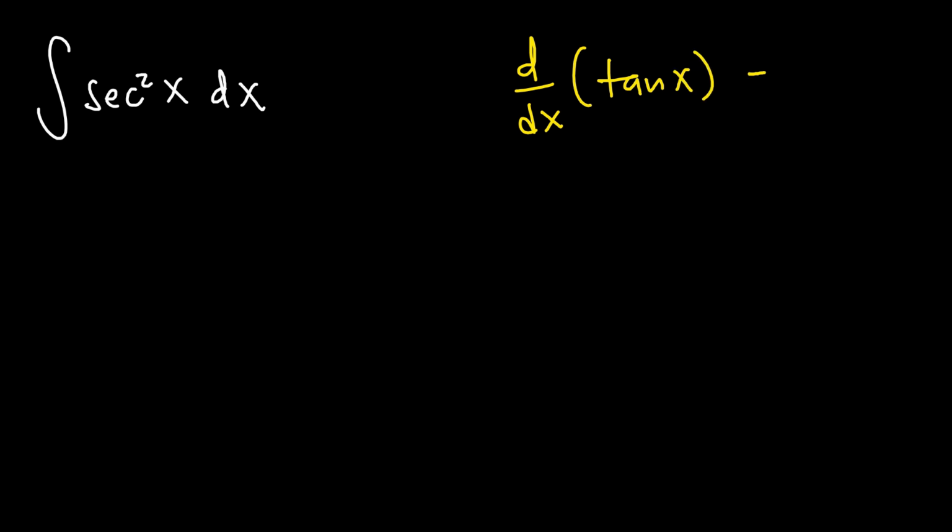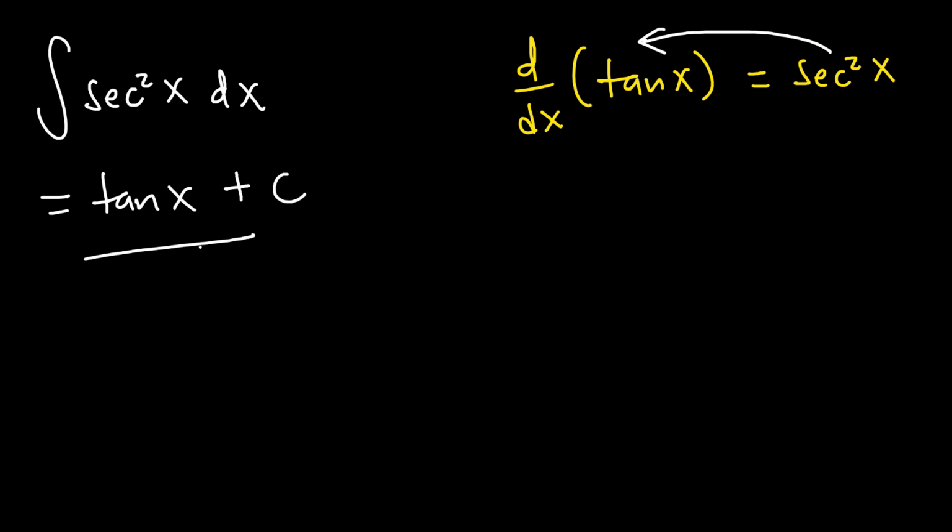Now what about the integral of secant squared x dx? If you take the derivative of tangent x, you get secant squared x. Therefore, if you integrate secant squared x, you should get tangent x. So this will be equal to tangent x plus c.